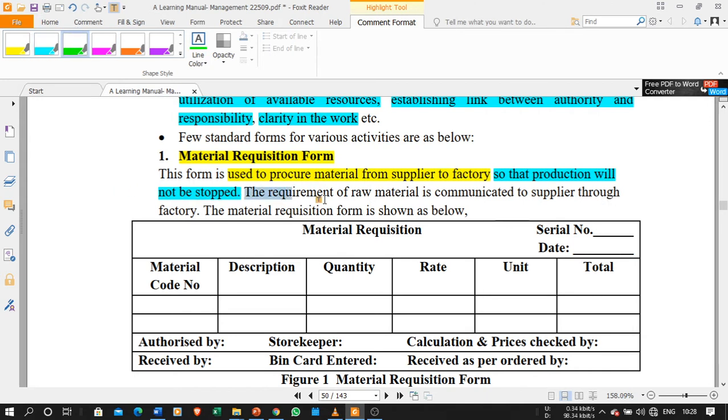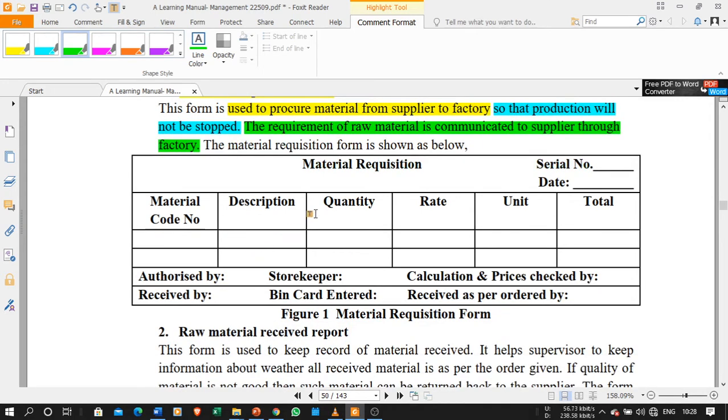Okay, so with this, we will tell the requirement of the raw material to the supplier. Whatever the supplier is, with this form I am going to send my requirement, I require this material. Okay, so the supplier will send that material, and this material requisition form has a serial number. We need to mention the serial number, which is going to change each time. Then the date, okay, at what date you are going to do it, then the material code number.